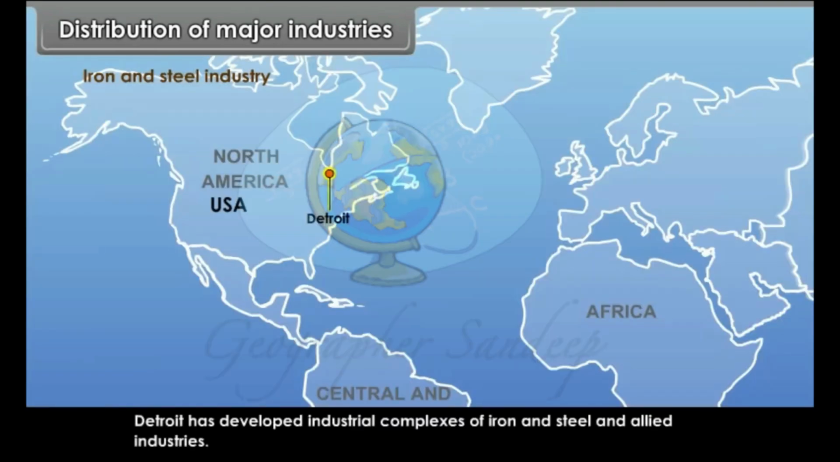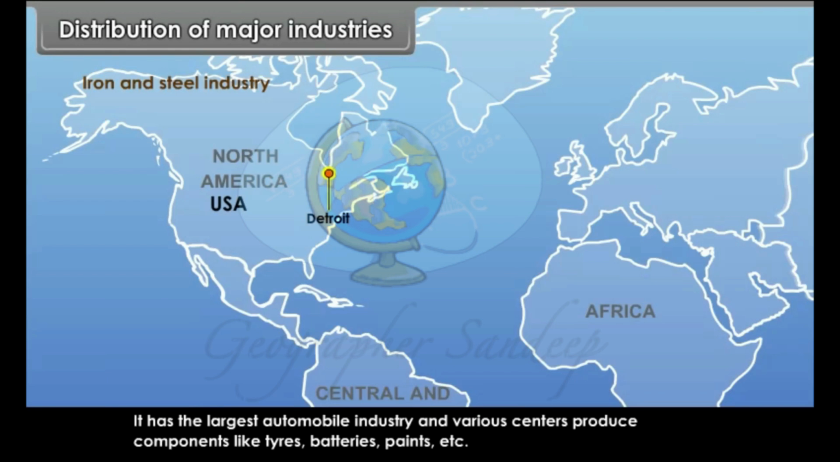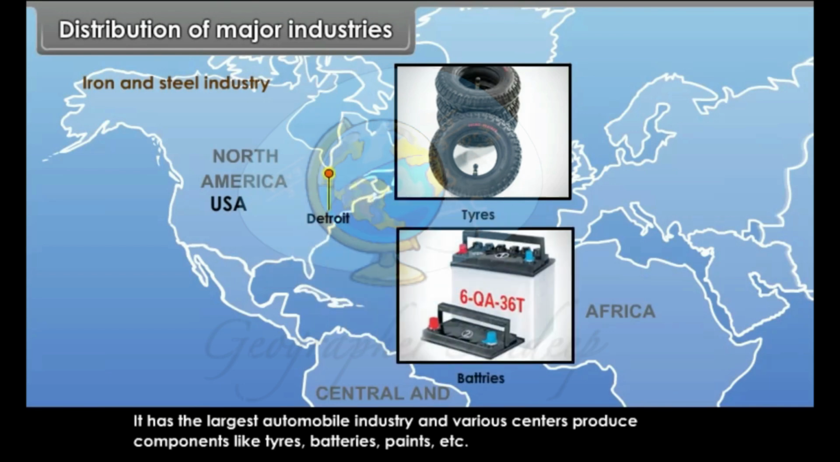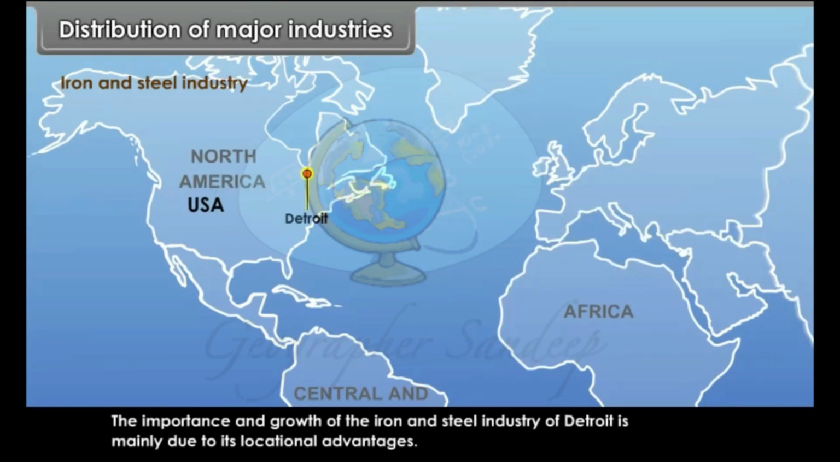Detroit. Detroit has developed industrial complexes of iron and steel and allied industries. It has the largest automobile industry and various centers produce components like tires, batteries, paints, etc. Detroit is a major industrial cluster of USA. The importance and growth of the iron and steel industry of Detroit is mainly due to its locational advantages.